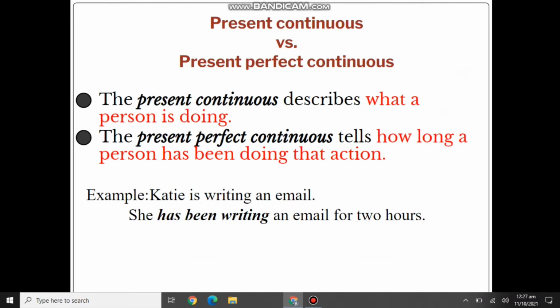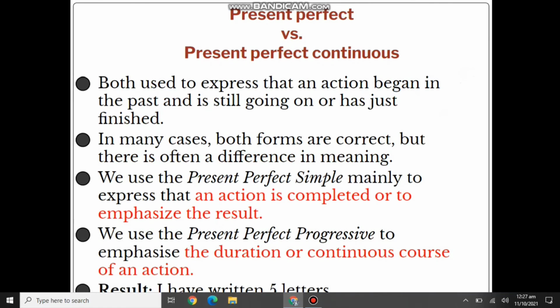The present continuous just talks about an action, and the present perfect continuous tells how long a person has been doing this action. Now an example: Katie is writing an email. In this sentence it is just telling about the action, and in the other sentence, she has been writing an email for 2 hours. Now here we know how long she has been doing this action.